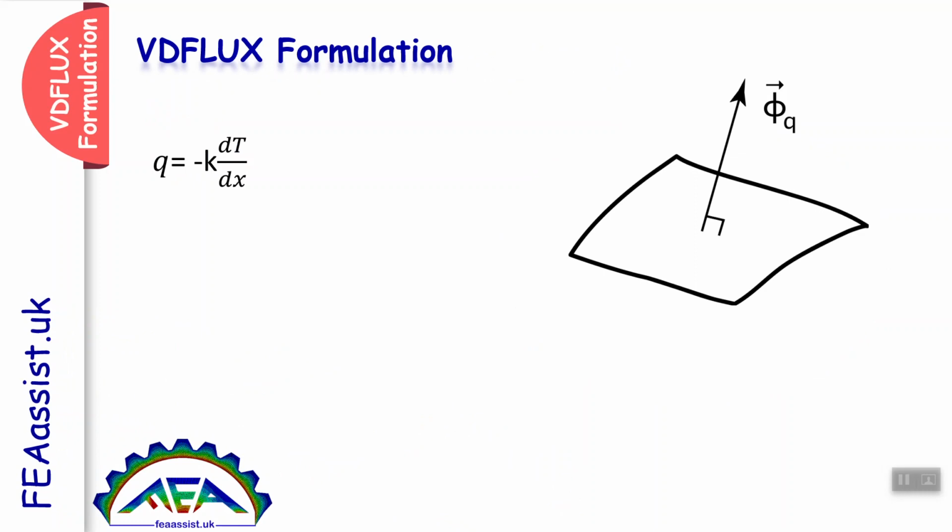Actually, we define the flux in heat treatment or heat transfer problems as Q equals minus K dT/dx. And for mass diffusion it is J equals minus D dC/dx, which means C is the concentration and D is the diffusion coefficient.